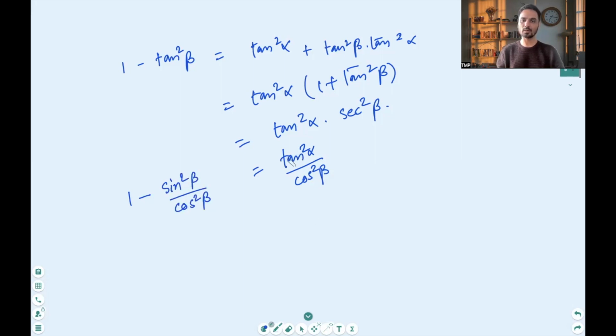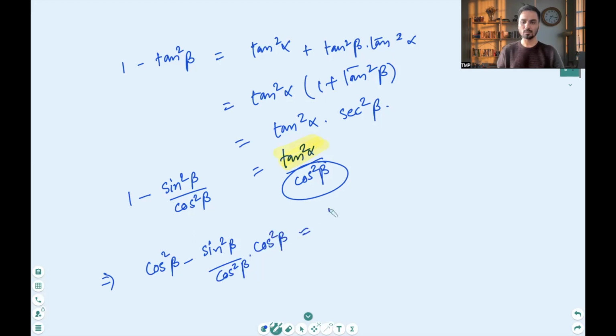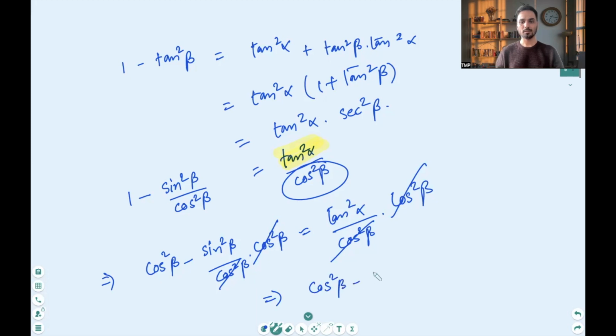Now in order to isolate tan²α on one side, we will multiply both sides by cos²β. So by doing that, on the left hand side, you'll get cos²β minus sin²β over cos²β times cos²β equals tan²α over cos²β times cos²β. So you can cancel out cos²β in these places, and we get cos²β minus sin²β equals tan²α.